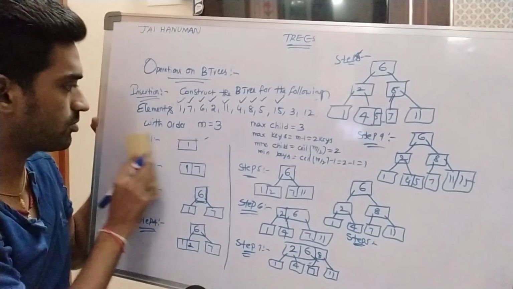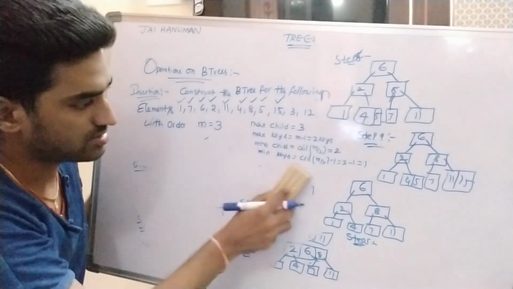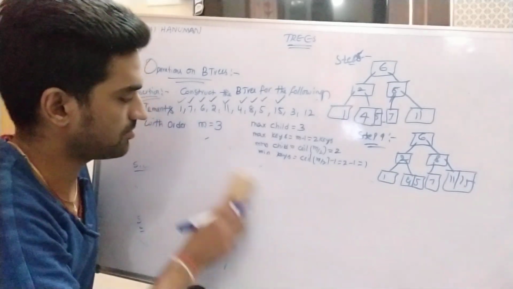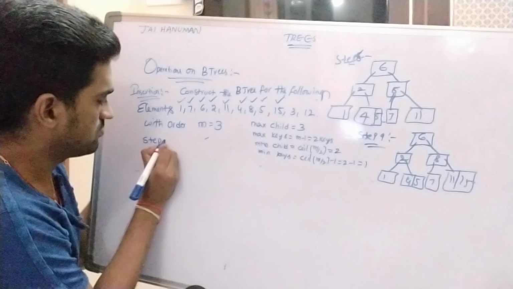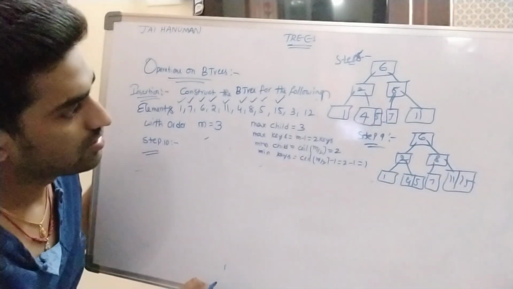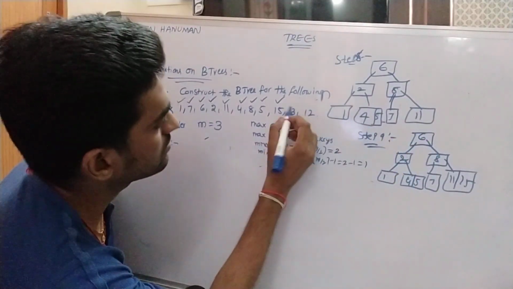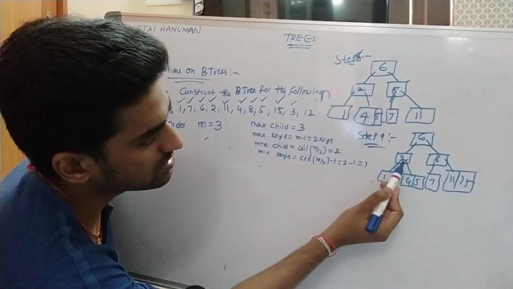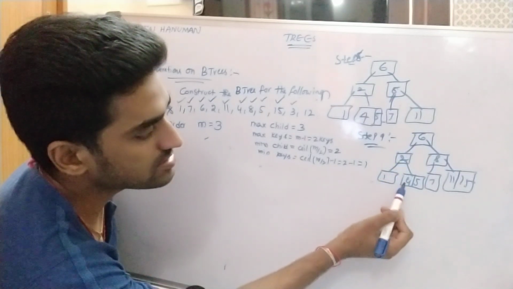That's why we are inserting one more node. So what is the next node? In step 10, we are inserting 3. When compared to 6, 3 is a lesser value, so that's why we move to this position. When compared to 2, 3 is a greater value, so that's why we are inserting right of 2.